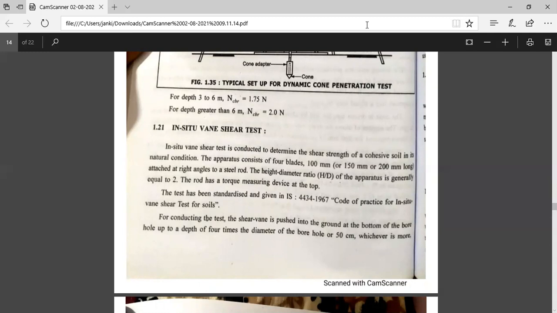No torque should be applied during the thrust. After about 5 minutes, the gear handle is turned, as you can see in the figure, so that the vane is rotated at the rate of 0.1 degree per second. The maximum torque reading is noted when the reading drops appreciably from the maximum.